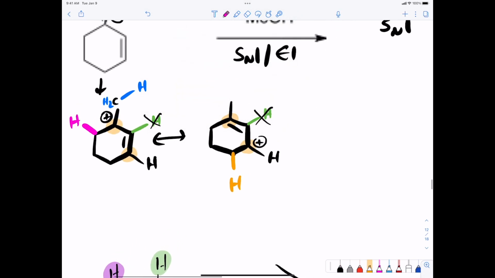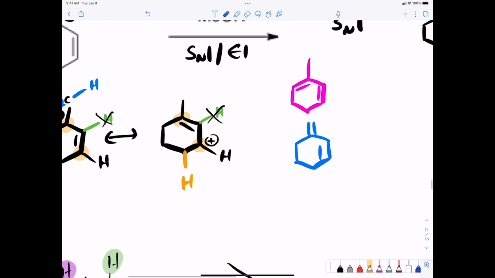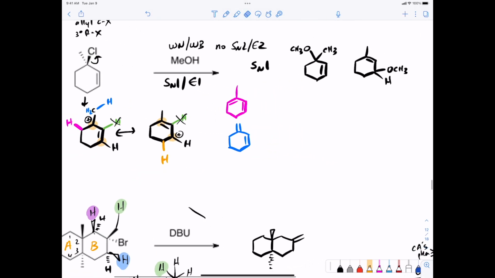If we eliminate from the pink beta proton, we get the following structure. If we eliminate from the blue beta proton, we get this one, except that's kind of ugly. And if we eliminate from the orange beta proton, oh, wow, we should get this product. All right? Now, at this point, there's not a whole lot of difference in substitution of the alkenes between orange and pink. So I'm not even going to attempt to tell you which is the major one.